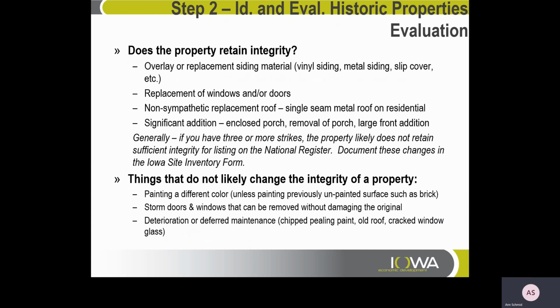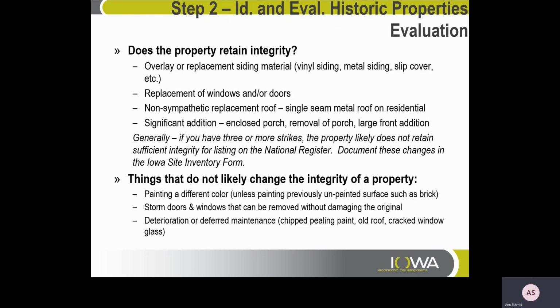I get the question a lot, does the property retain integrity? Oftentimes we look at specific modifications to buildings within the context of the type of projects we generally fund with CDBG. We look at overlay and replacement siding, vinyl siding, metal siding, slip covers. We look at replacement windows and doors. We look at non-sympathetic roof replacements, single seam metal roof on a residential property, significant additions, attachments of garages, enclosed porches, removal of porch, large front addition.